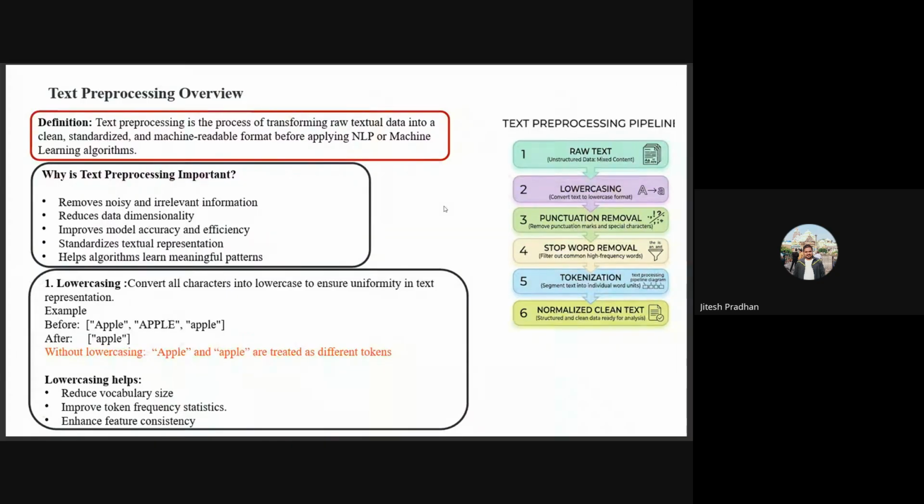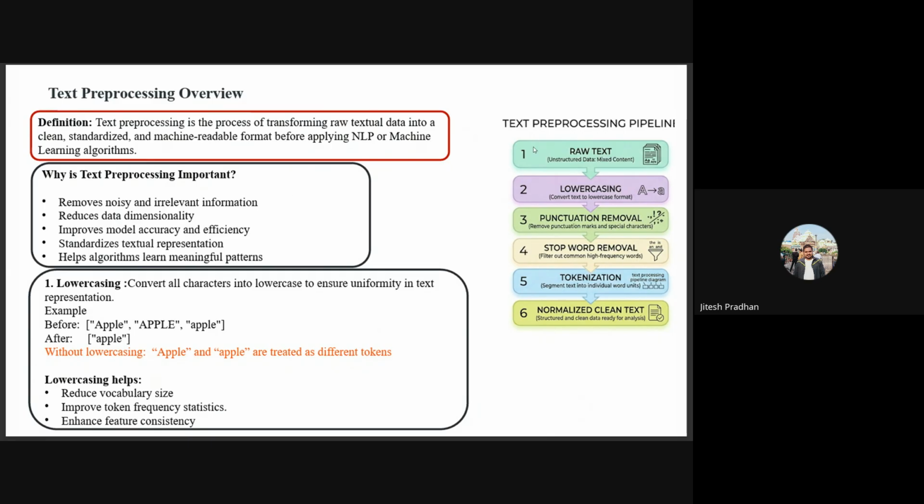Okay, so text pre-processing is basically a process of transforming the raw textual data into a clean, standardized, and machine readable format that can be applied to your NLP system or your machine learning system or your deep learning system. It means the raw data will be taken as an input, and from that raw data we will generate some meaningful information. And we will make it into another standardized format so that our model can use that. Why is text pre-processing important?